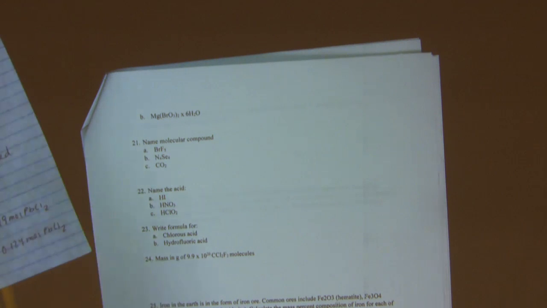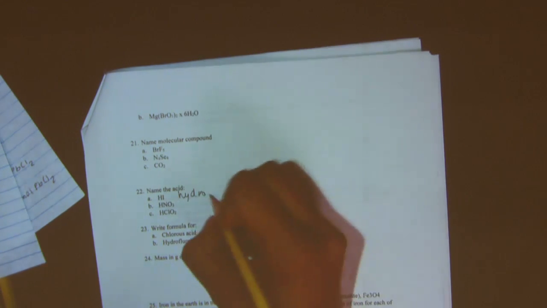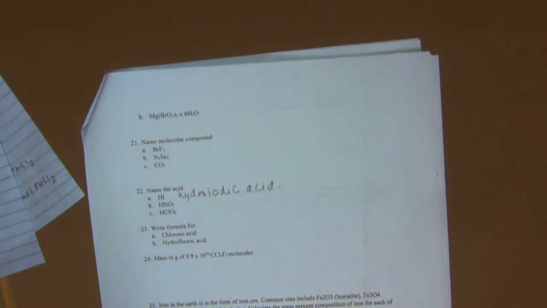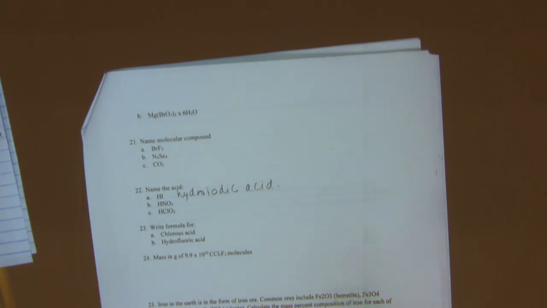So let's see. Number 22, name the acid. HI, what would the name of that acid be? It would be hydroiodic acid. Does everyone agree with that? Yeah, it's right. Because if it was HF, it's hydrofluoric acid, HCl, hydrochloric acid. Sometimes if you get confused, relate it to the things that you do know. I know we all know HCl, right?